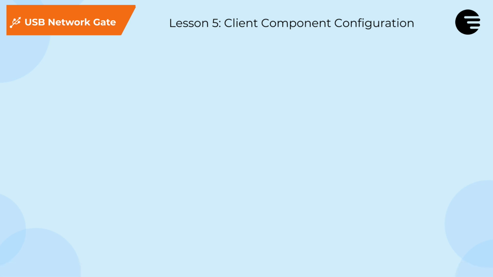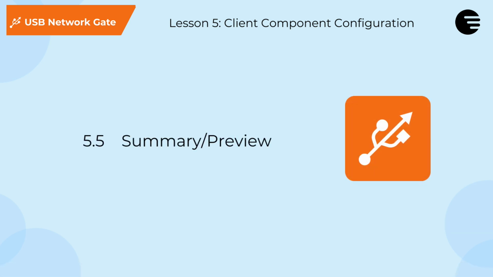Pretty cool, right? Now that we've gone over how to set up and configure both the client and server programs, you've got all the information you need to build an application with USB Network Gate. In the final lesson, we'll talk about how to activate and redistribute the SDK so that you'll have all the tools you need to deploy your finished project.